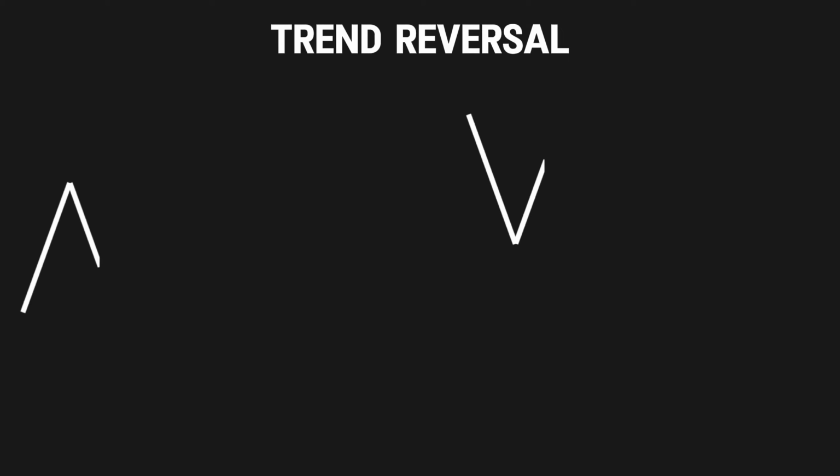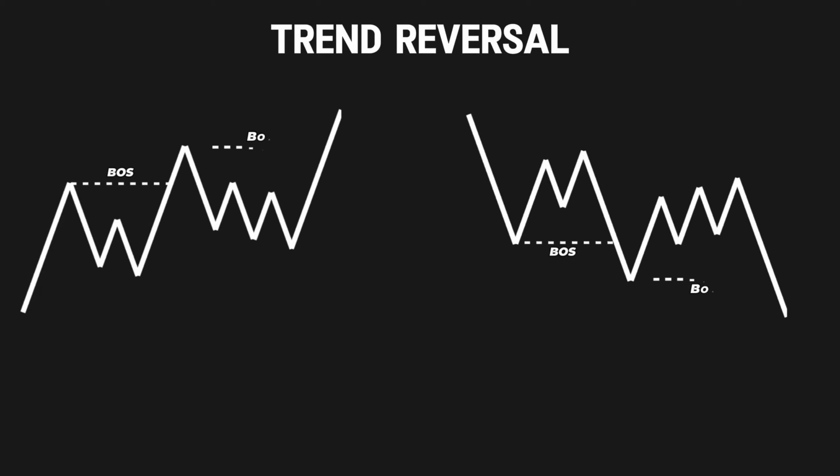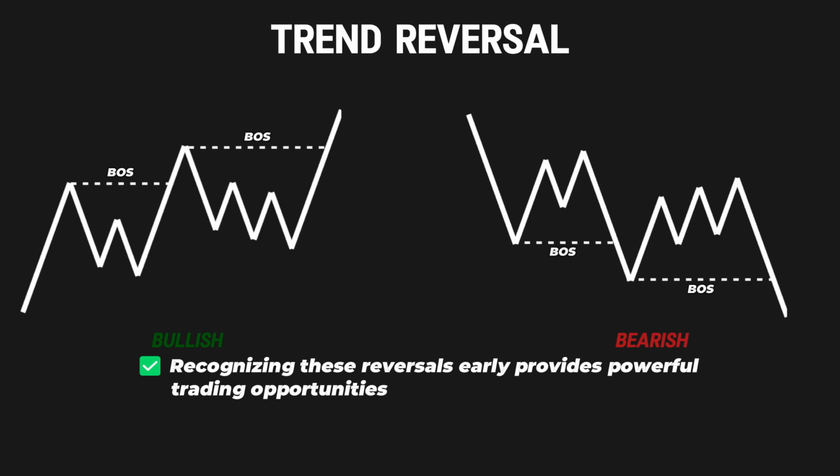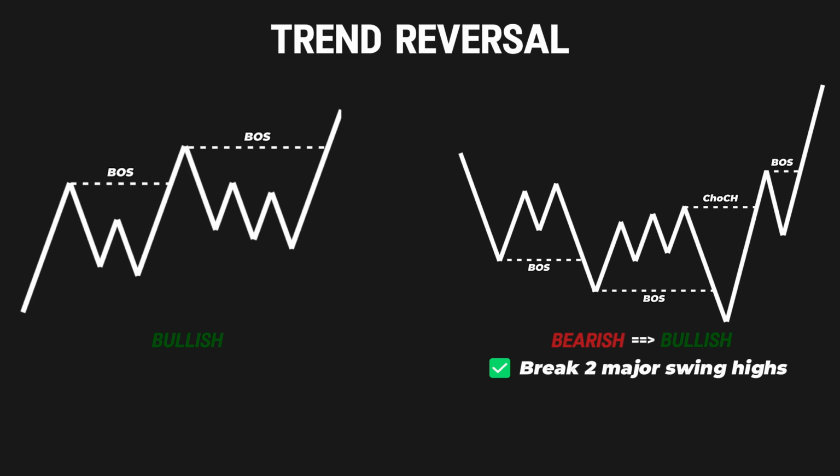Accurately identifying trend changes is another essential skill traders must develop. Markets inevitably shift from bullish to bearish trends and vice versa, and recognizing these reversals early provides powerful trading opportunities. Specifically, a bearish market transitions to bullish once price clearly breaks above two major swing highs, indicating a significant shift in market momentum from sellers to buyers.